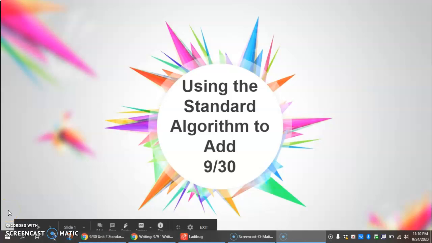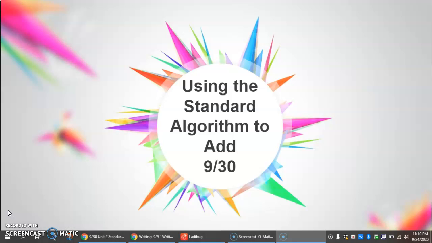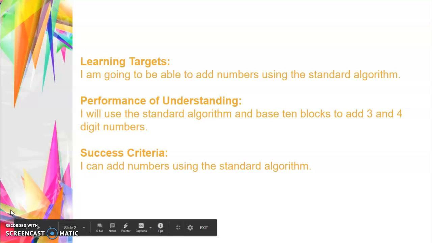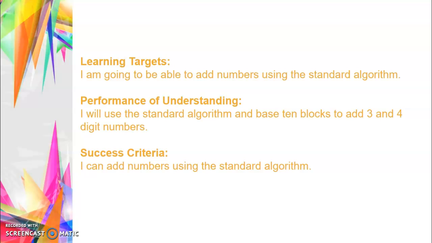Mathematicians, so today we're going to be using the standard algorithm to add. So first I want to go over our learning target. It's going to be, I am going to be able to add numbers using the standard algorithm. For performance of understanding, I will use the standard algorithm and base 10 blocks to add 3 and 4 digit numbers. Success criteria, I can add numbers using the standard algorithm.